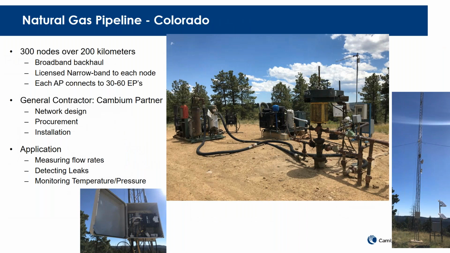Here's another one. It's a natural gas pipeline. This is in Colorado, also here in the U.S. This is a 200-kilometer pipeline that's being monitored. The interesting thing here is they're also using our broadband products to provide backhaul to various head ends or masters along this pipeline. And then each master, or access point, connects to about 30 to 60 endpoints. And again, monitoring pressures, temperatures, leakage, determining everything is working fine with the natural gas pipeline.